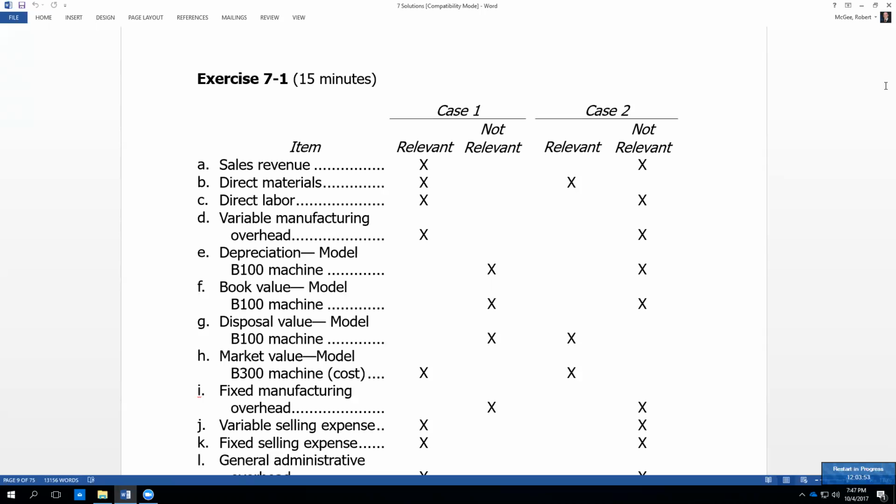And general administrative overhead, if that machine causes overhead, which it might, then that would be relevant. Some of these are more clear-cut than others because they don't tell you all the facts sometimes. Sometimes you have to assume. But that's it for case 1. Any questions about case 1? No? Okay, let's turn to page 310.